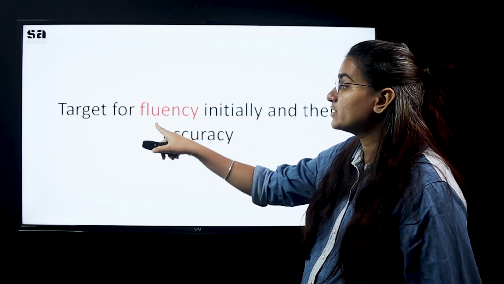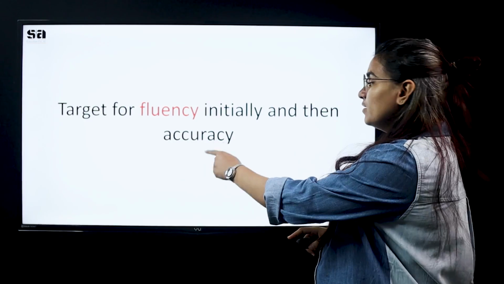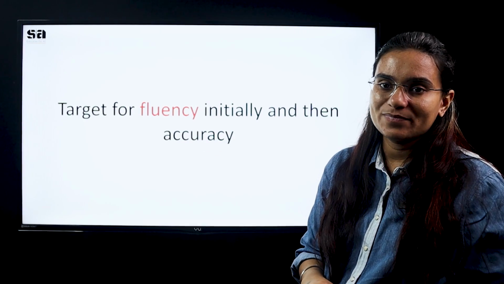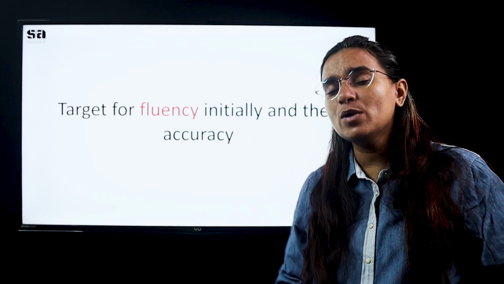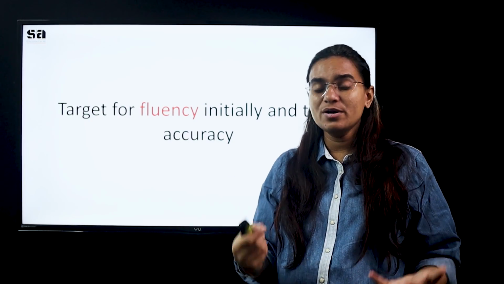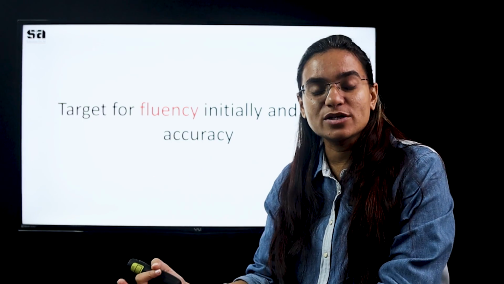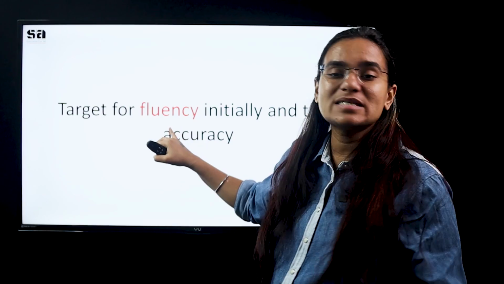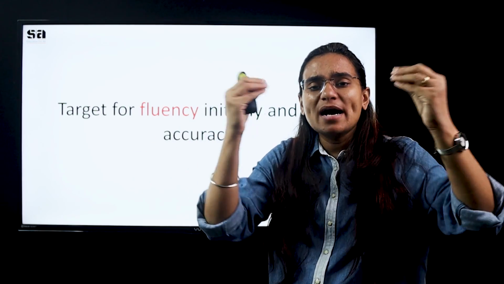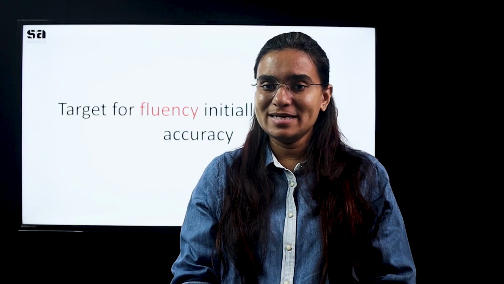So I would want you to understand this. Target for fluency, and later we can target accuracy. Accuracy follows fluency. A lot of people will give you different definitions, and that's totally fine. Everybody has a different understanding about a language. What I follow is a very simple procedure. I always target fluency. I don't bug myself with a lot of grammar or vocab or a lot of sophistication.